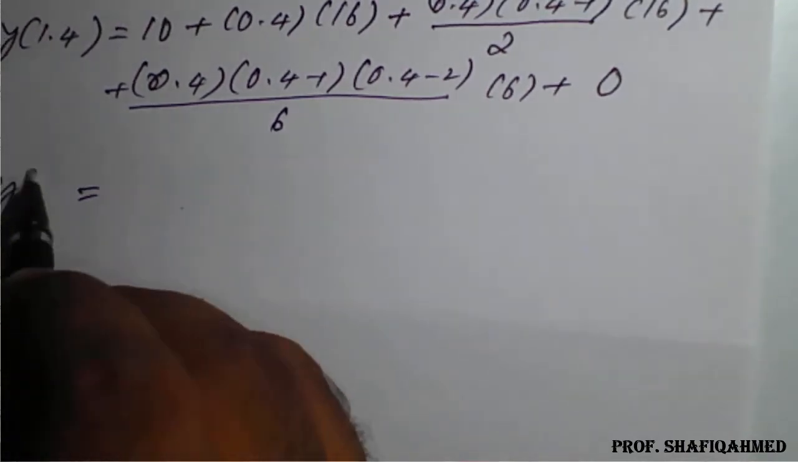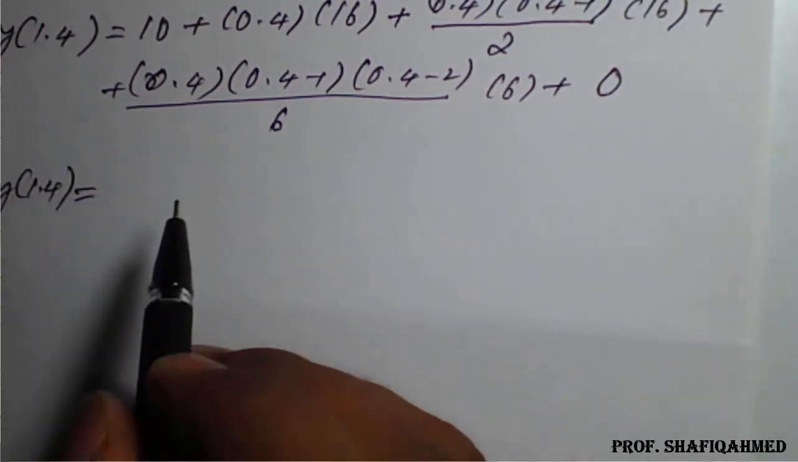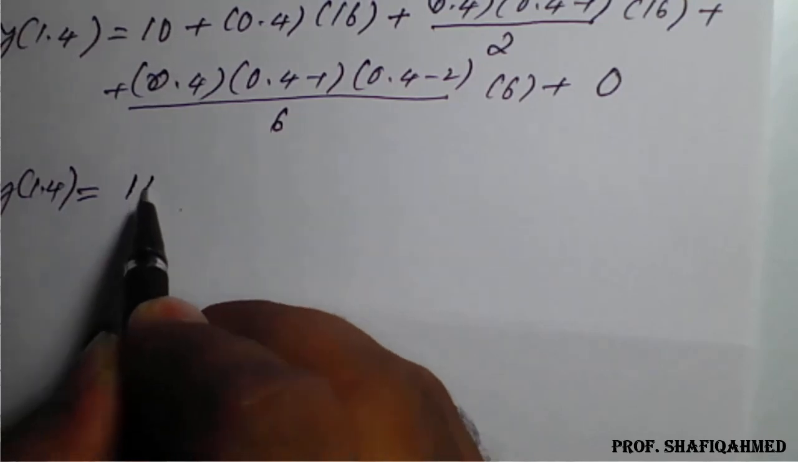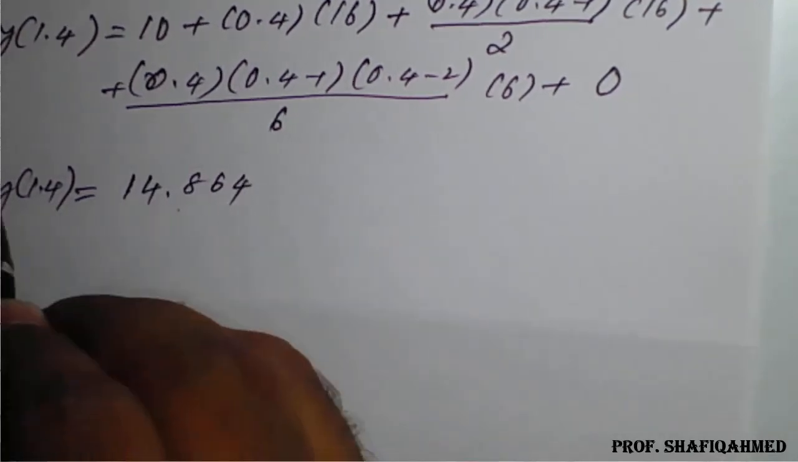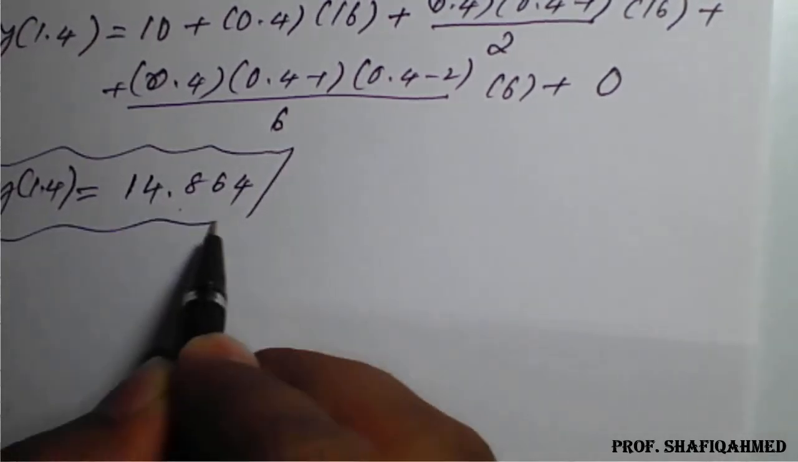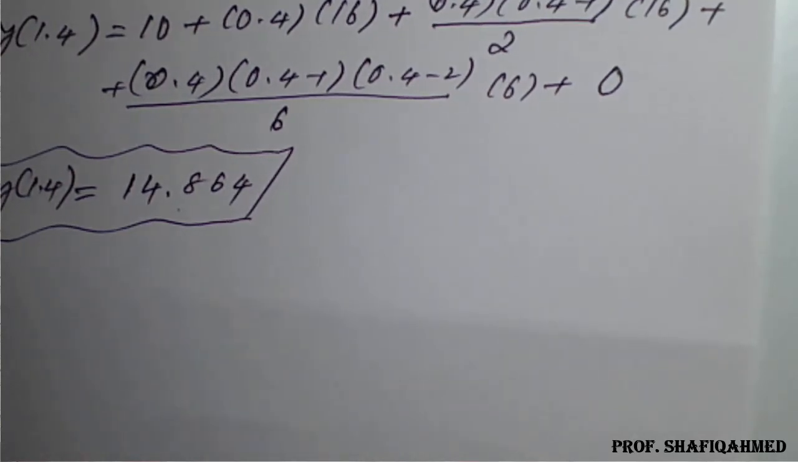So y of 1.4 will be 14.864. In this way we need to get the solution of the given problem using the Newton forward interpolation formula.